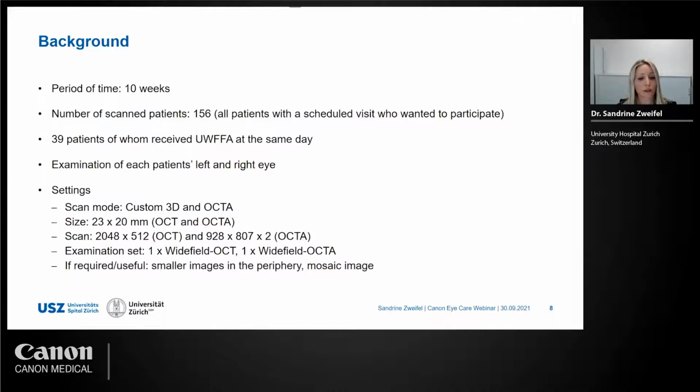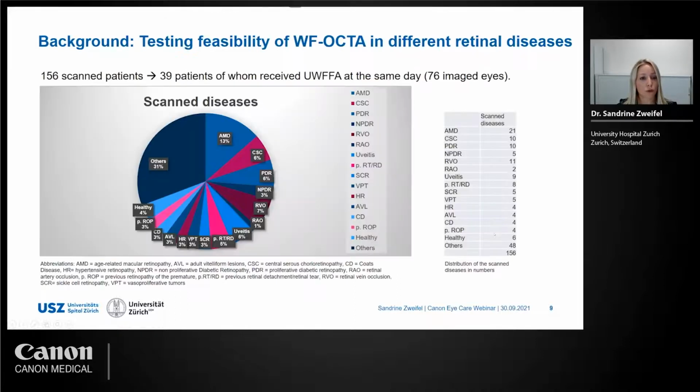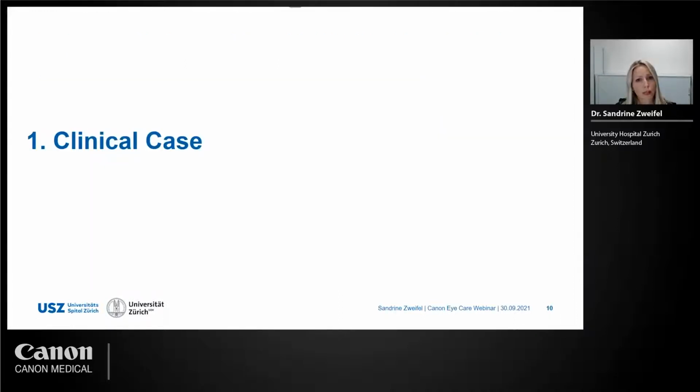Here you see the settings which we usually used. We used the pattern size of 23 by 20 millimeter, both for the OCT and for the OCT angiography. Here you see that we scanned patients with a variety of ocular disorders. Most frequent diseases included AMD, central serous, diabetic retinopathy, vascular occlusion, uveitis cases, but also more rare cases like sickle cell retinopathy and others. So let me show now really a clinical case.